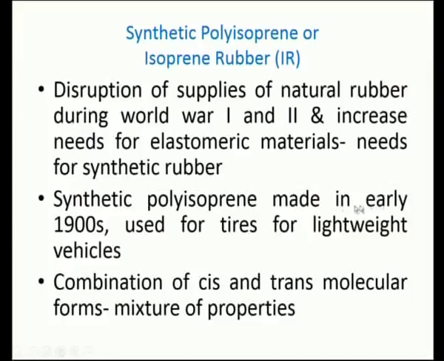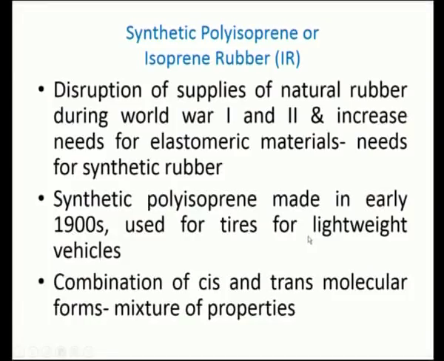Synthetic polyisoprene, made in the early 1900s, was used for tires for lightweight vehicles. So, the same molecule produced by laboratory synthesis, polyisoprene, is used for tires for lightweight vehicles, which means it can lift easily. A combination of cis and trans molecular forms gives a mixture of properties.